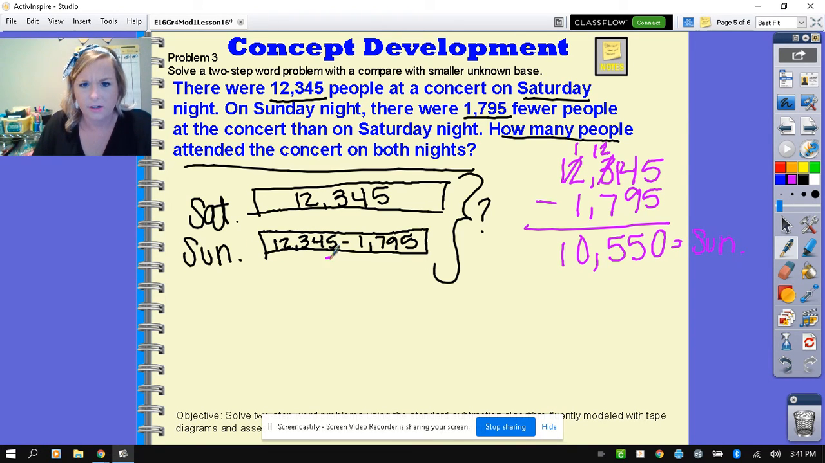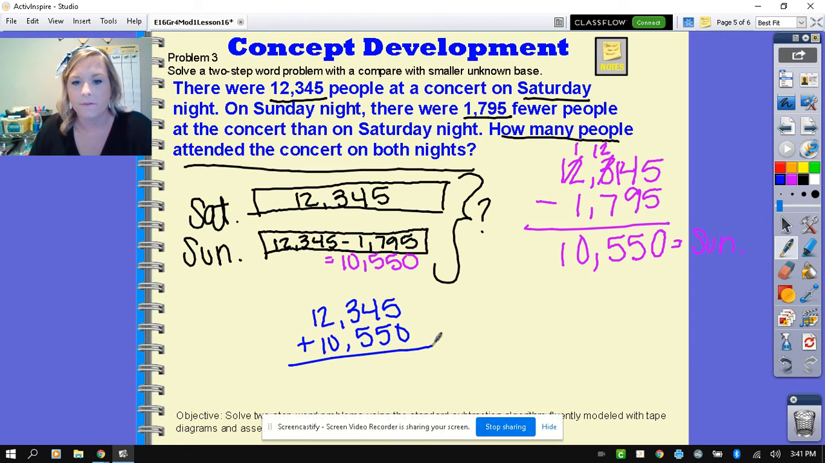And you could write it here, equals 10,550. But we know this is a two-step word problem. And the question asks, how many people attended the concert on both nights? So now we're going to have to take this problem and we need to add Saturday and Sunday together. So we have 12,345 for Saturday, and I'm going to add Sunday's 10,550 people.